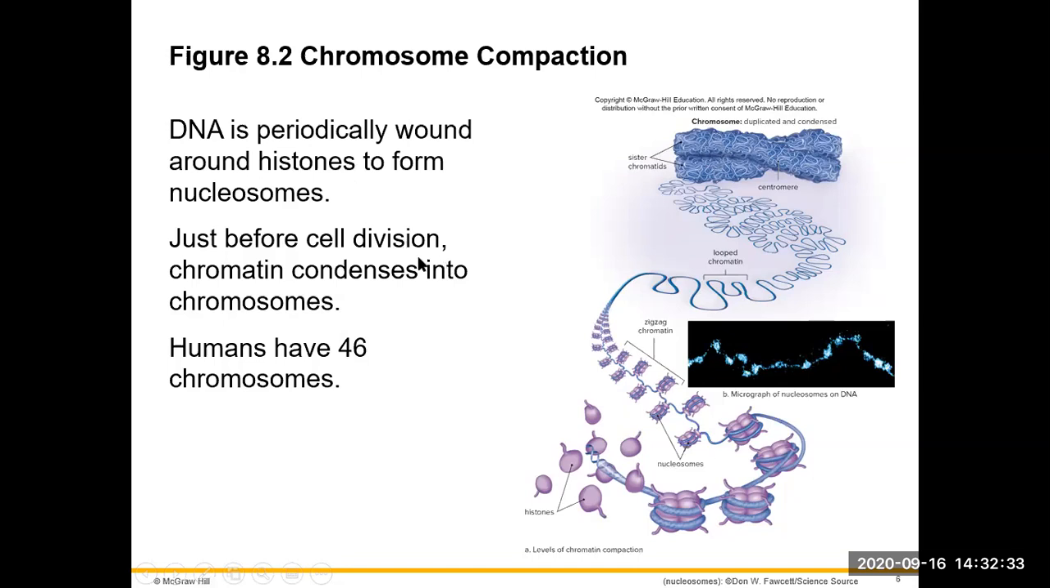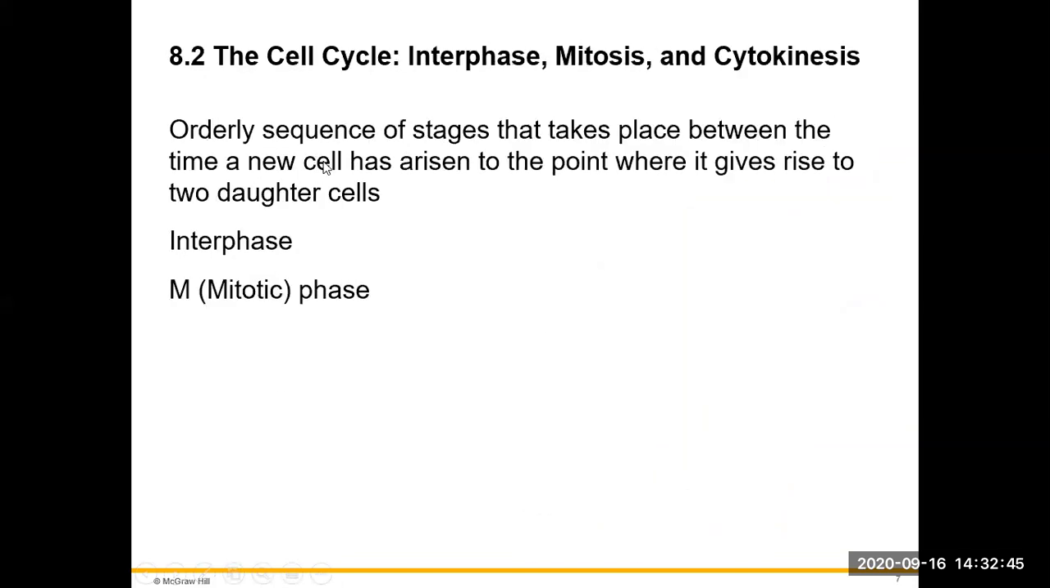Just before cell division, chromatin condenses into chromosomes. We'll talk about this later. Humans have 46 chromosomes, or 23 pairs of chromosomes. The cell cycle contains interphase, mitosis, and cytokinesis. This is an orderly sequence of stages from interphase, then to mitosis, and then to cytokinesis.